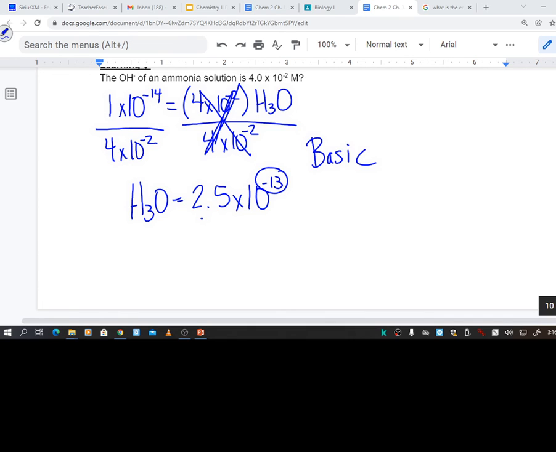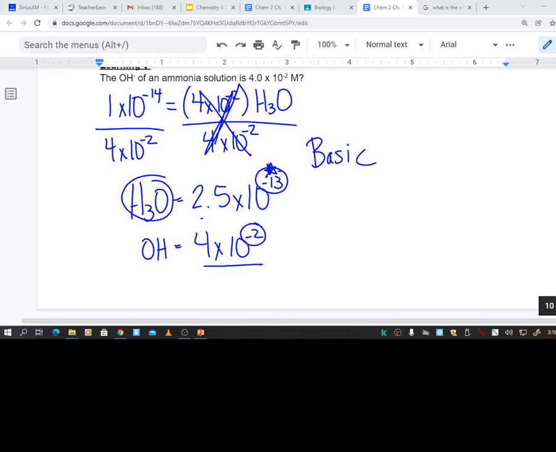So remember, once again, what I am comparing is these two numbers. Yes, it's a negative, so it's small, but this is way smaller. There's hardly any H3O at all in that. It is mostly base. So that's how I know it's basic, because that negative 2 is actually larger than negative 13. So I have more OH, which means that's a base.